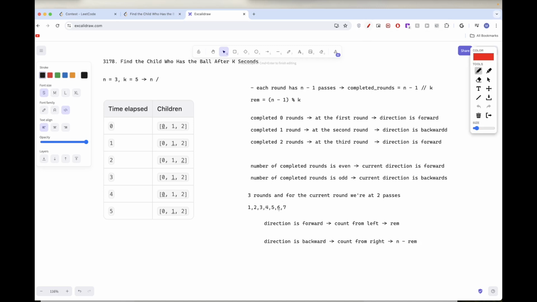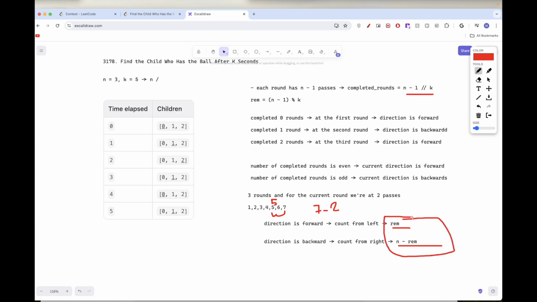Because let's say, for example, the remainder is 2, but the direction is backwards, right? Then to know the index of the child, it needs to go 1, 2. So to find this value here, we need to do 7 minus 2, to find the index of 5, which is 5 here. Okay, so we have to go right to left. And so this basically, knowing the direction will help us know whether it's this or this. Okay, and that's pretty much it. So what we do is we get the number of rounds to know which direction we are at, and from the direction we can know which one to return. And that's pretty much it.